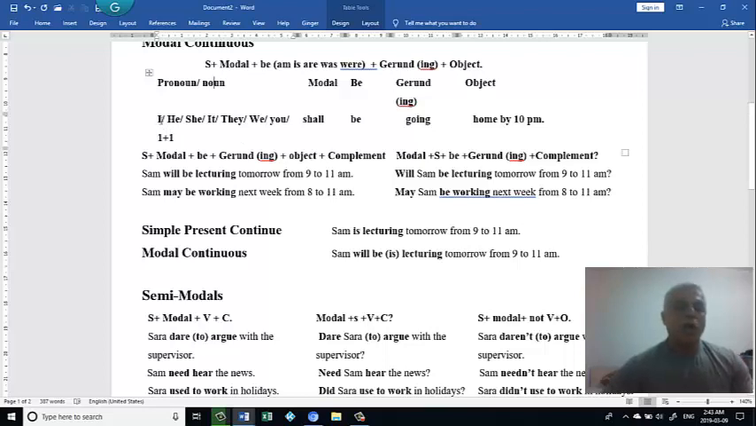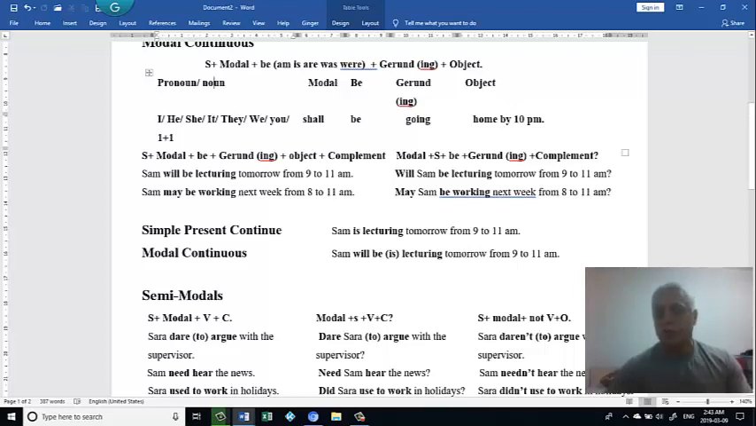If the subject is I, he, she, it, they, we, you, or 1 plus 1, or sometimes called the plural, then we have the auxiliary verb or the modal, shall, then we have the root of the verb, which is be, which at the same time is am, is, or was, or were. That's the reason this verb has to be in the ing form. Then we have the rest of the sentence.